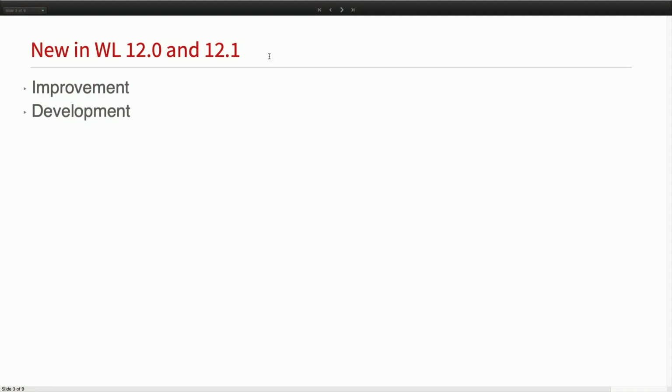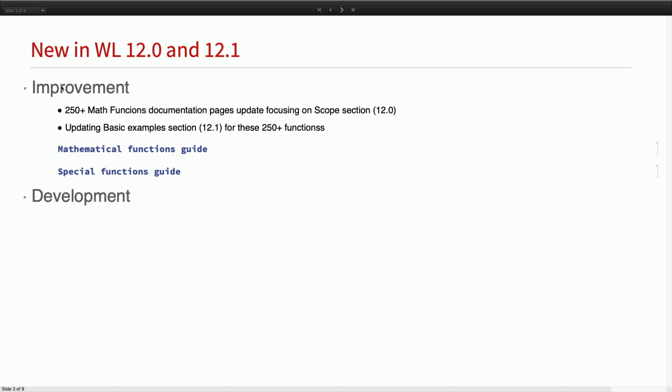What's new in Wolfram Language 12.0 and 12.1 from the point of view of mathematical functions? The first direction is an improvement of what we have, of course, improvement of documentation pages. 250 plus mathematical functions documentation pages were updated, first focusing on the scope section in 12.0 and then the basic examples section in 12.1.